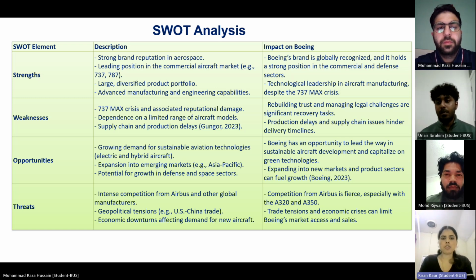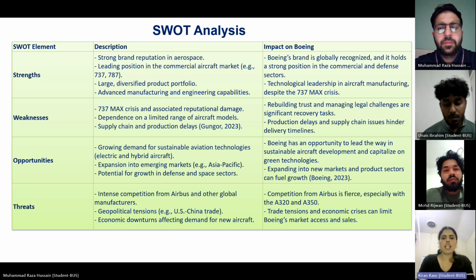And it also comes with a threat: Boeing faces a high level of competition in the market, first from Airbus, especially the A320 and A350. It also increases trade tension, and the economic crisis can limit Boeing's market access and sales.